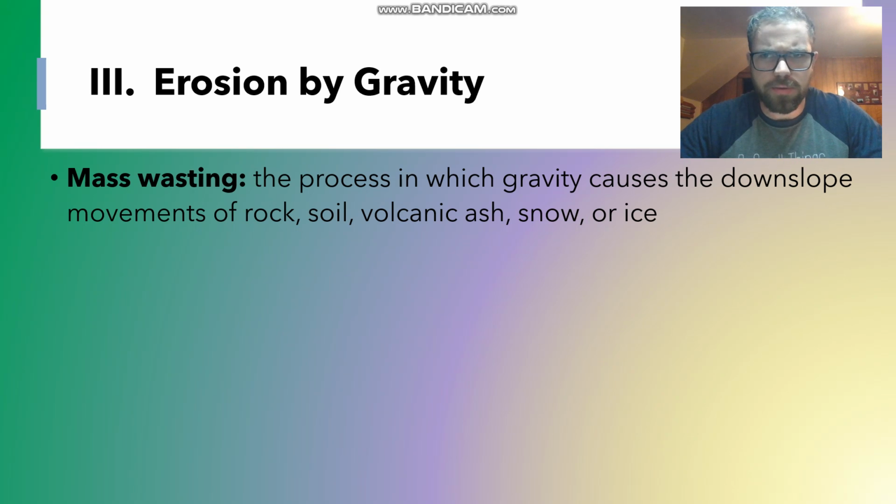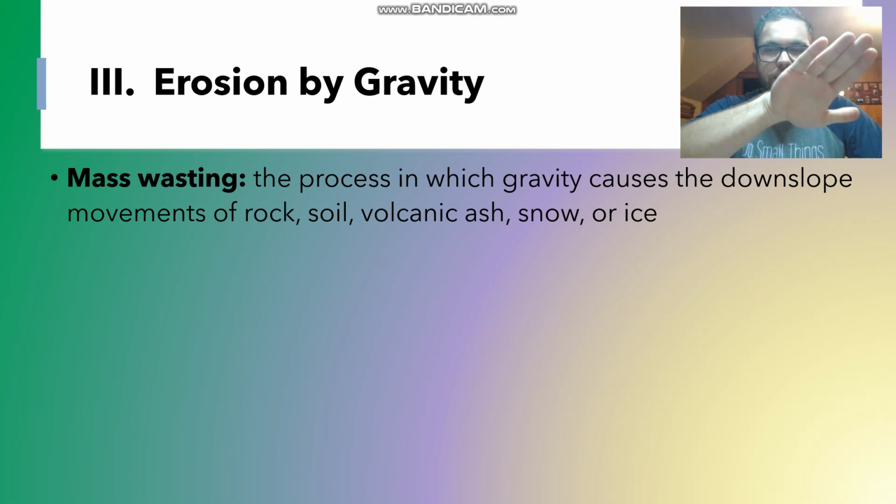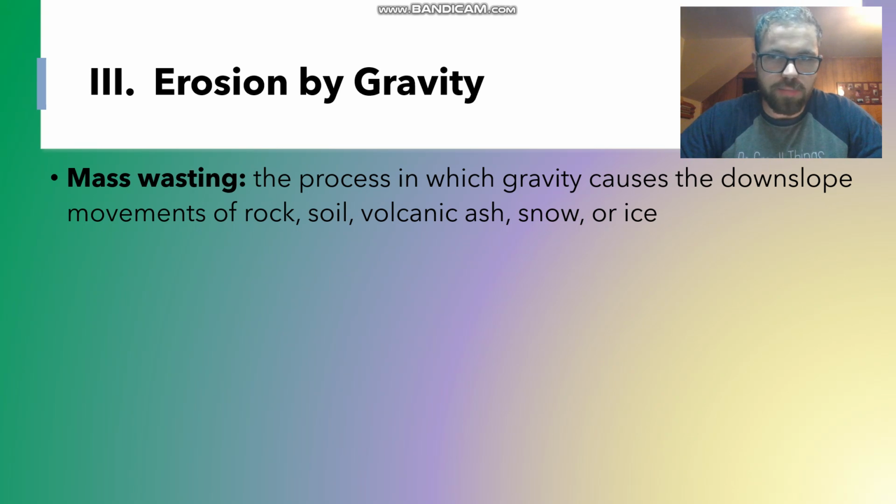And mass wasting here, if you think erosion by mass wasting, you could think of it kind of like that. That should substitute as well. It is the process in which gravity causes the downslope movements of rock, soil, volcanic ash, snow, or ice. So when any of these things are forced to move down the hill, that is mass wasting, or erosion by gravity.